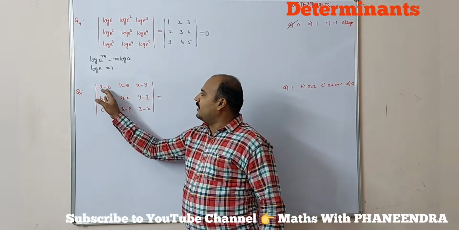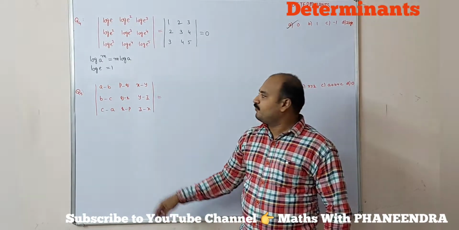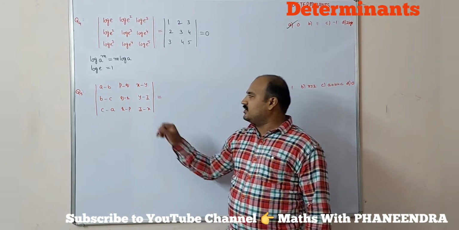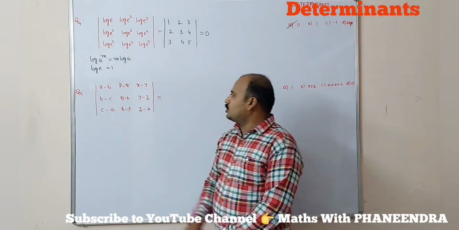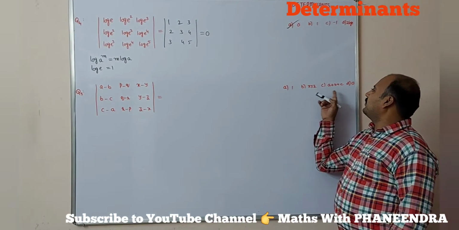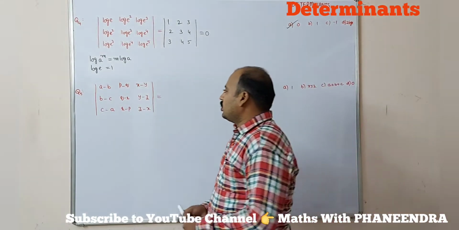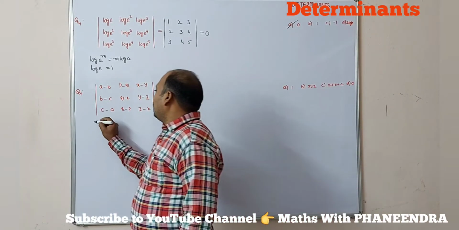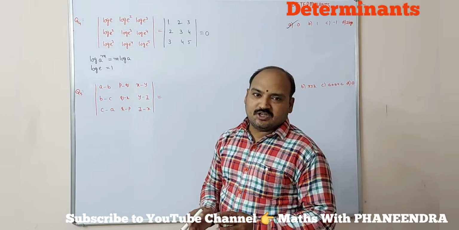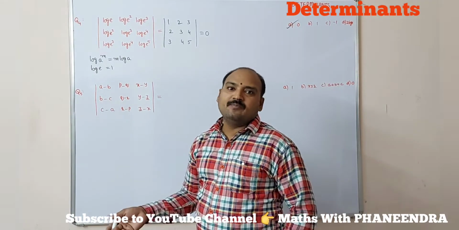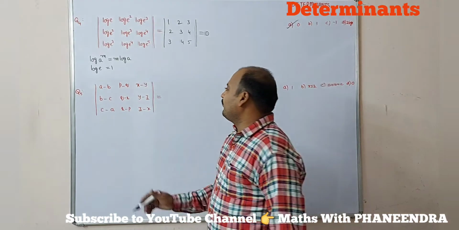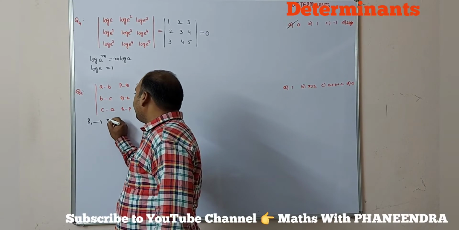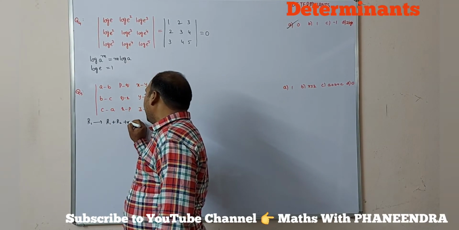So, determinant of A minus B, P minus Q, X minus Y; B minus C, Q minus R, Y minus Z; C minus A, R minus P, Z minus X. To evaluate these types of problems, we need to apply row operations. Either possibility you can check: R1 tends to R1 plus R2 plus R3 or C1 tends to C1 plus C2 plus C3. So here, what I am going to do is apply R1 tends to R1 plus R2 plus R3.